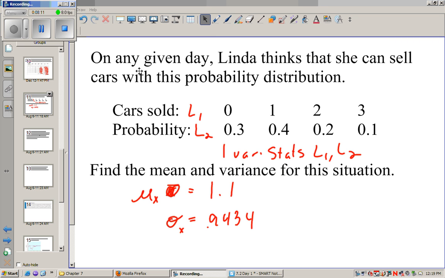Alright, now this doesn't give us our variance. To find our variance, we have to square this. So to find the variance, I take 0.9433 squared, and to get 0.889999, which is just like 0.8900. Alright.